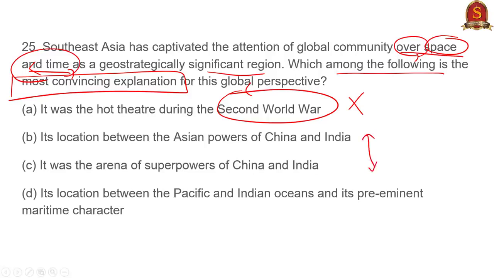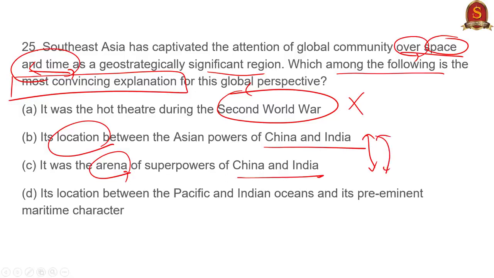Look at options B and C. B and C has a similarity. It says located between Asian powers of China and India. It was the arena of superpowers of China and India. So both of them pretty much convey the same meaning. It's not that since they are located between India and China, there has been so many times in history that it was the arena of interaction of superpowers China and India.